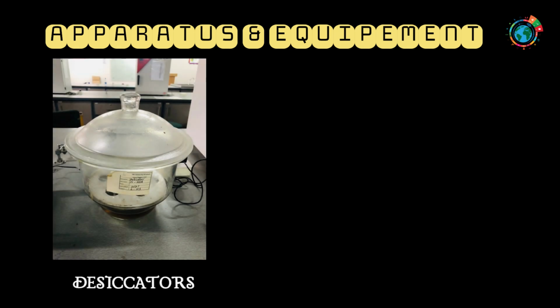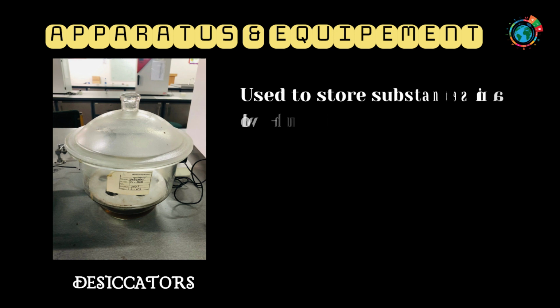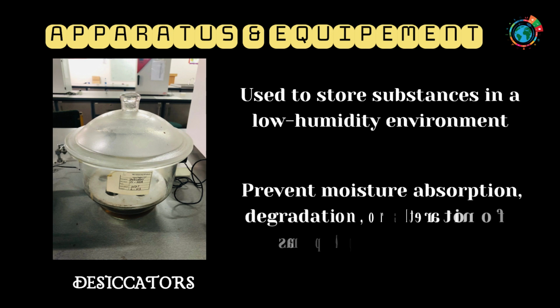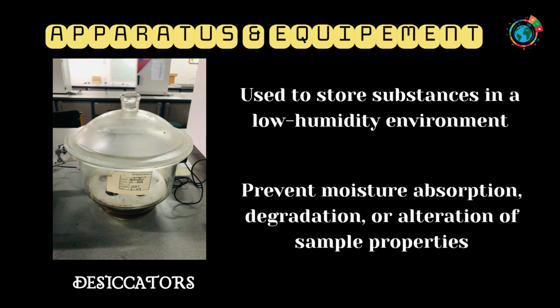9. Desiccators. They are specialized containers used in laboratories to store substances in a low humidity environment, primarily for moisture-sensitive materials. Samples are stored inside desiccators to prevent moisture absorption, degradation, or alteration of their properties. Let's now begin with the experimental procedure of moisture content determination.